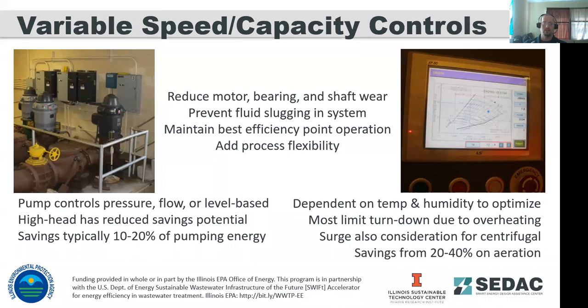Typical savings, the low end for high head, somewhere around 10%. The upper end, 20%, is typically for standard operation pumps like RAS and WAS pumps.